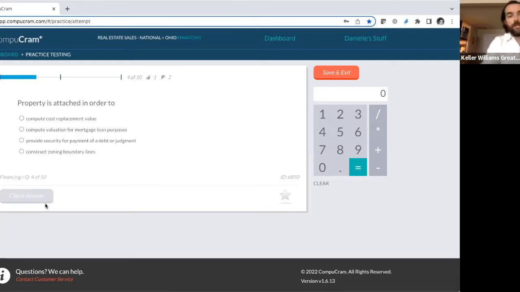Question number four: property is attached in order to A, compute cost replacement value, B, compute valuation for mortgage loan purposes, C, provide security for payment of debt or judgment, or D, to construct zoning boundary lines.